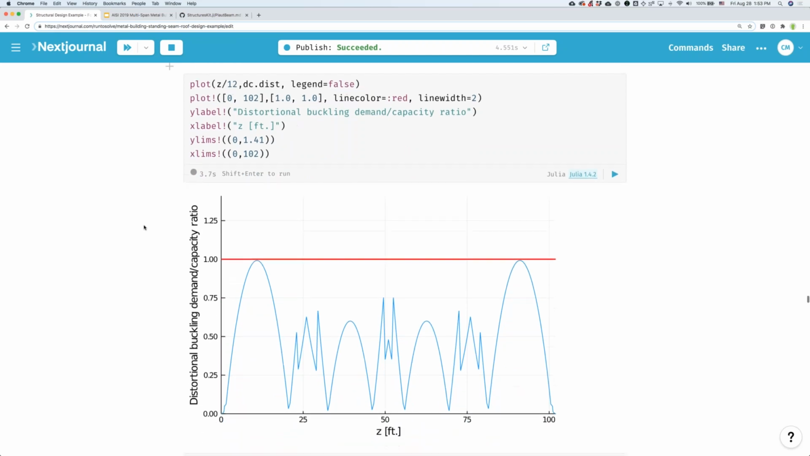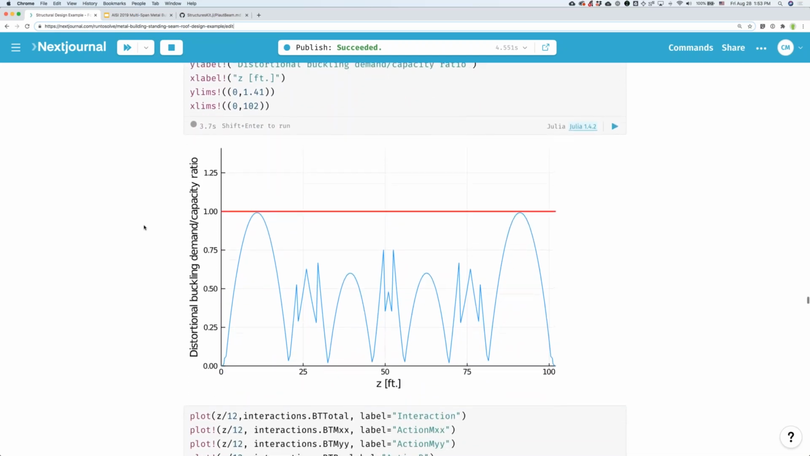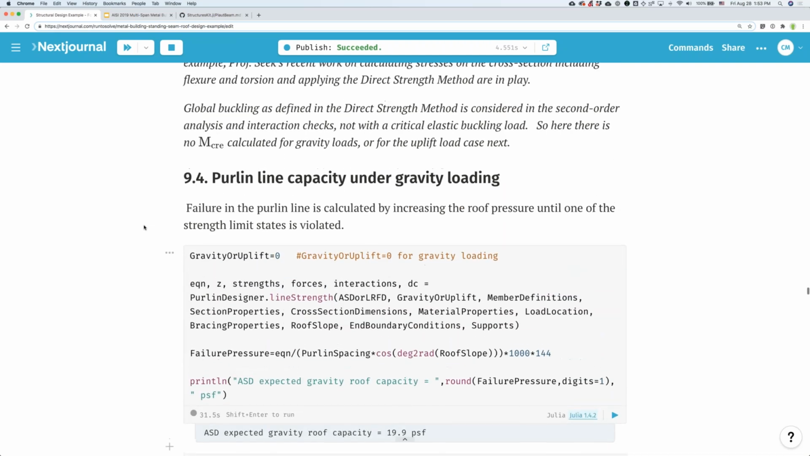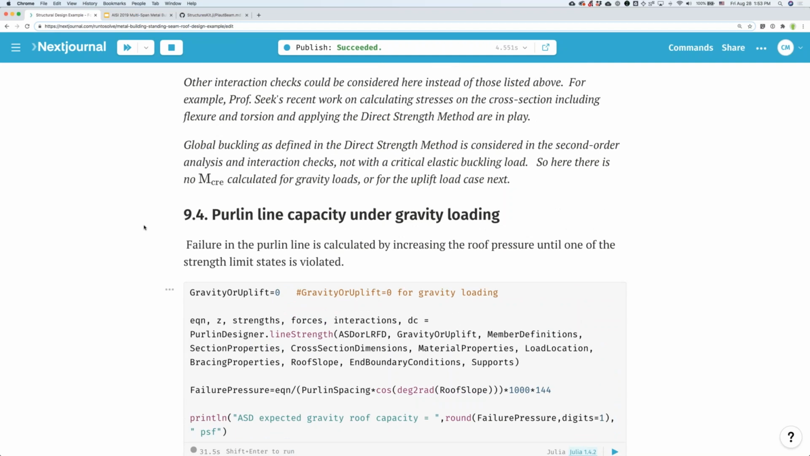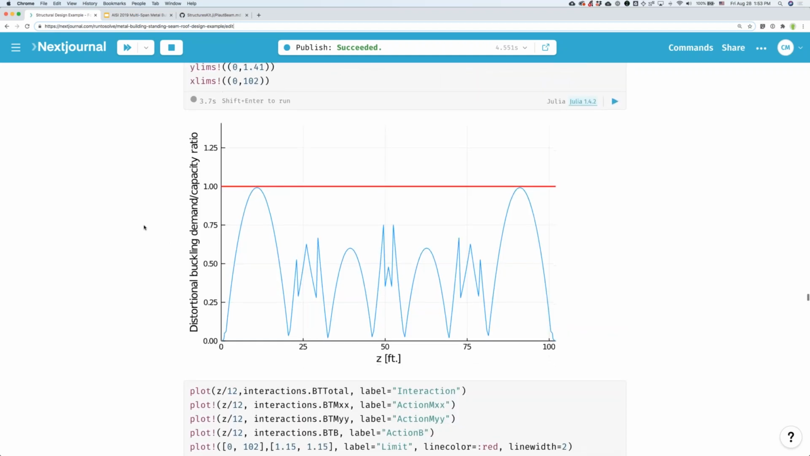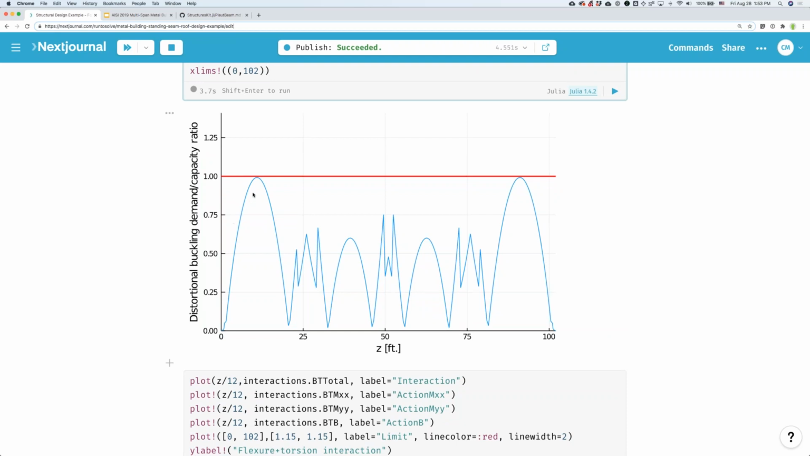And we can see why it failed. These are plots. Because we have calculated the demands at lots of points along the Purlin line and the capacities along the Purlin line, we can get the demand to capacity ratios. So we see here that, at least with our current framework, the Purlin in gravity fails from distortional buckling at the exterior spans, because we selected the clip length of 24 inches, so the distortional buckling half wave can form within that 24 inches.